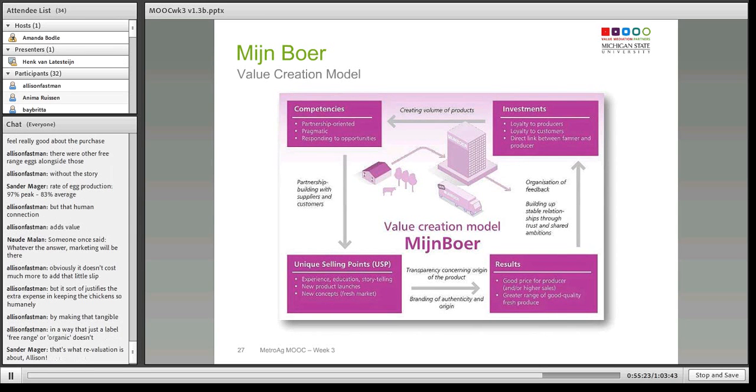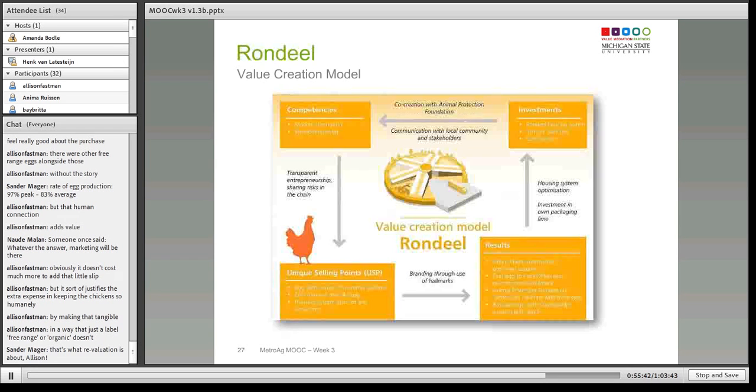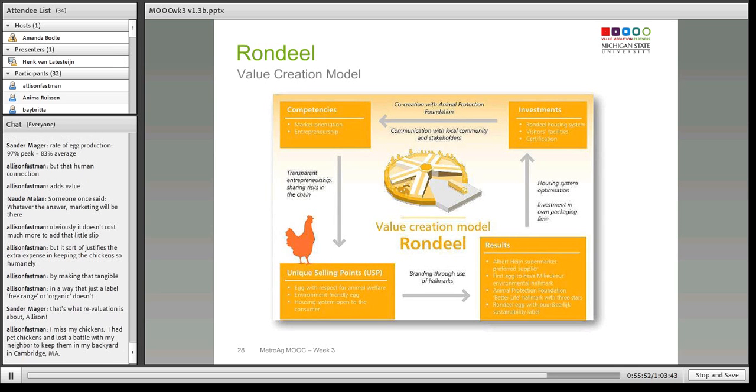Now the value creation of Roundel, that's a bit different, of course. Here the unique selling point is that there is an egg that is produced by hens while fully respecting animal welfare. It is environmentally friendly. We didn't go into that, but there's much more about this in terms of environmental blending in. And the housing system is open to consumers. So it's no longer a closed factory farm that you have no access to. You can go in there and have a look at how it operates.